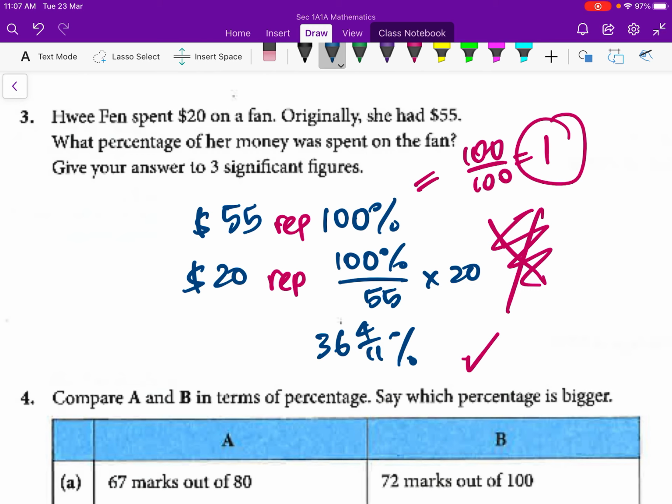Now, instead of doing this, let me help you out. You want to use this format? $55 represents 100%. Now, we only need $20. So $20 will now represent, same thing, 100% divided by $55, then multiply by our $20. And then you get the same answer, 36 and 4 over 11%. Okay? Can? No more arrow. Okay. The two of you can sit down. Let's move on to the next part.